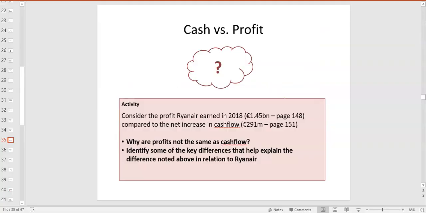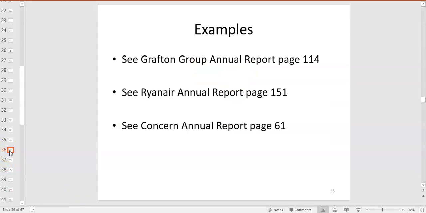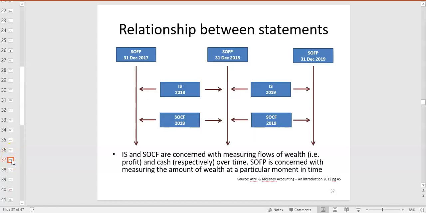Just because you're profitable doesn't necessarily mean that you're going to be throwing off cash, for a variety of different reasons. And that's a nice thing to understand: it's one thing looking at the profit figure, it's another thing looking at cash flow. You need to look at both to get a full picture of an organization. And we're going to pick that up in week 8 when we do a class example analyzing a set of financial statements.